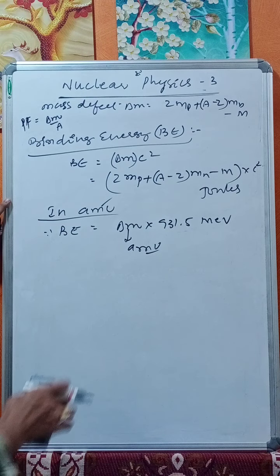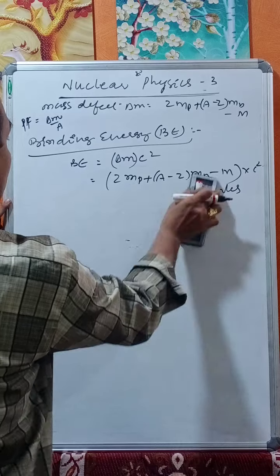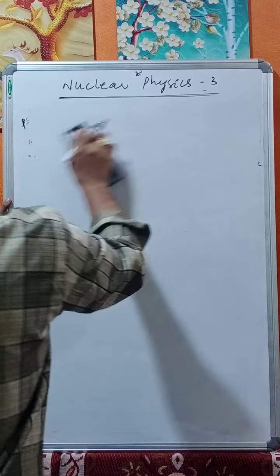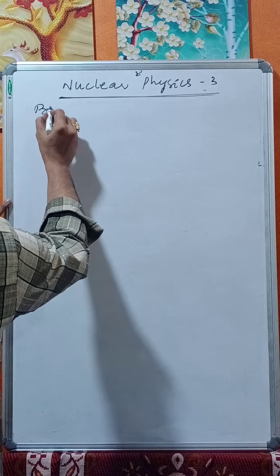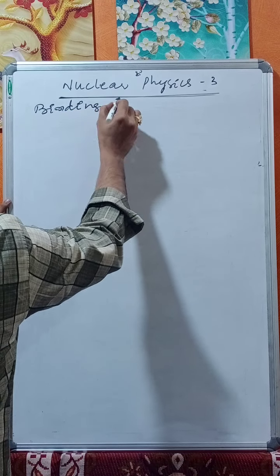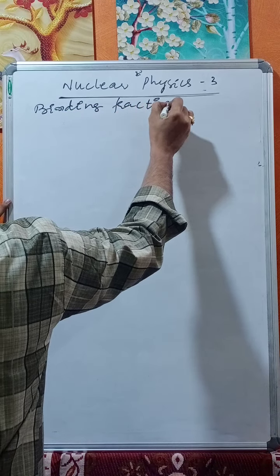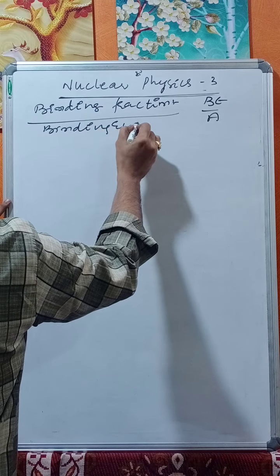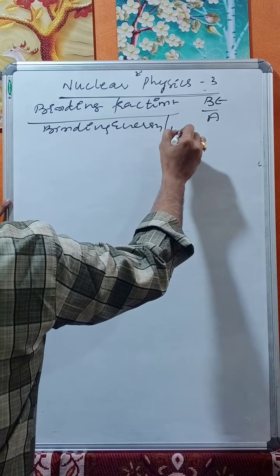Now, what are binding energy curves? What is binding fraction? Binding energy per nucleon is called binding fraction. This is very important. Binding fraction is binding energy per nucleon. Binding energy per nucleon is called binding fraction.